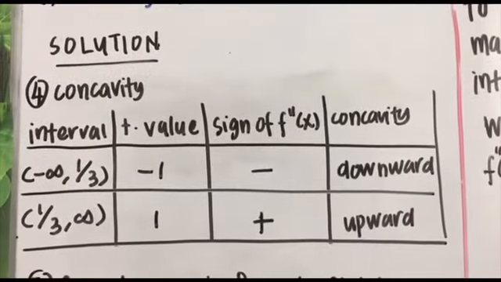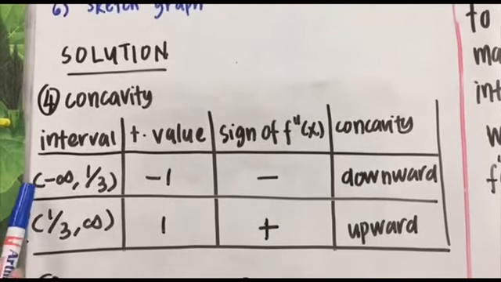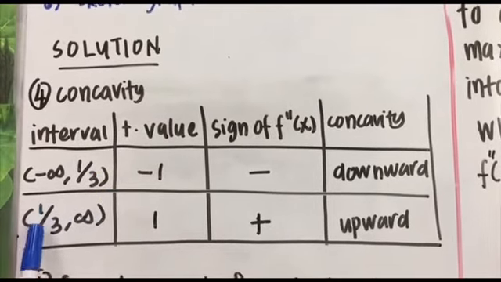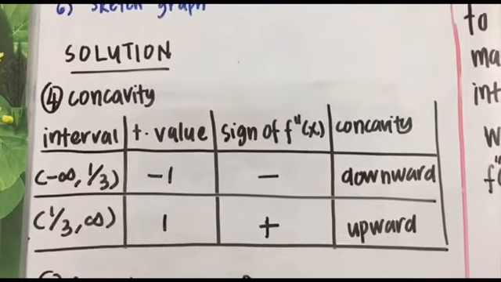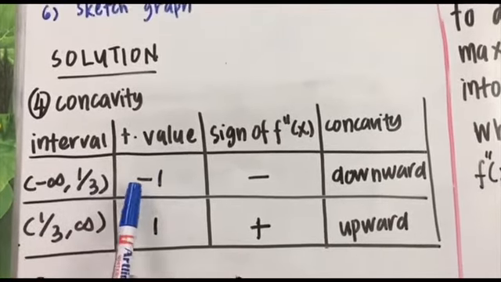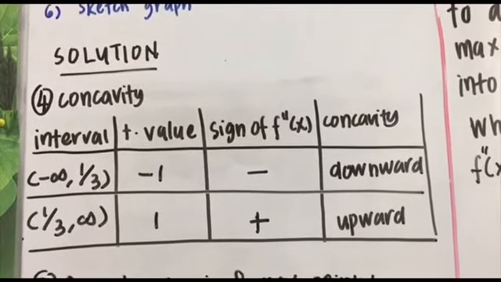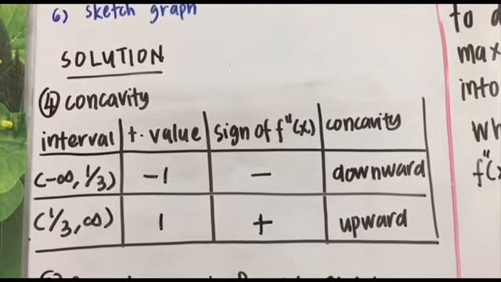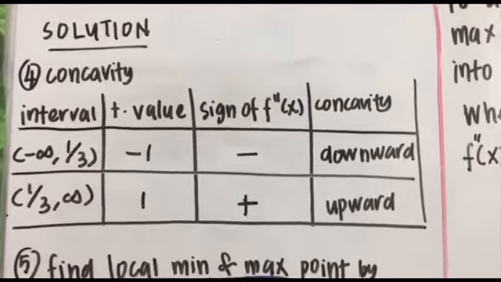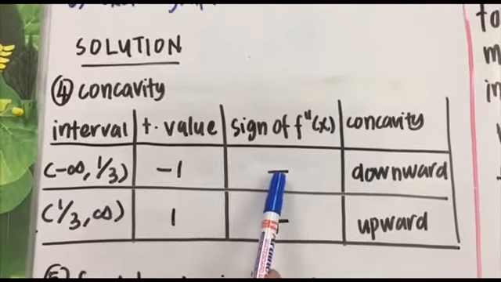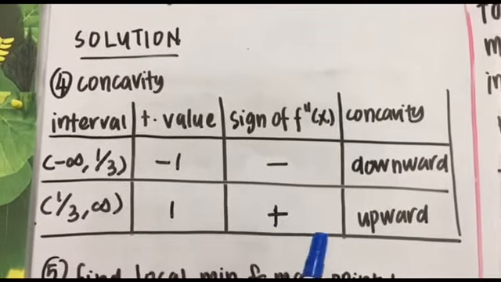The x-value of the inflection point is 1/3, so we use the intervals from negative infinity to 1/3 and from 1/3 to infinity to find the concavity. For the test values, we take −1 for the first interval and 1 for the second. It is advised not to take 0 as a test value because 0 is a neutral value. The sign of the second derivative for the first interval is negative, so the concavity is downward. For the second interval, positive, so the concavity is upward.